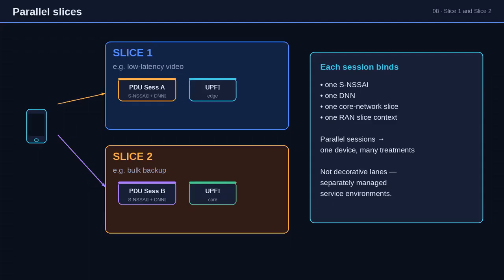Slice 1 might prioritize the video call with tighter latency budgets and dedicated resources. Slice 2 might optimize the backup for throughput and cost. They are not decorative lanes. They are separately managed service environments that can apply different policies end to end. Also remember, each PDU session links one S-NSSAI with one DNN and is associated with one core slice and one RAN slice context. Parallel sessions let one device participate in more than one of those environments at the same time without forcing every application into the same treatment.